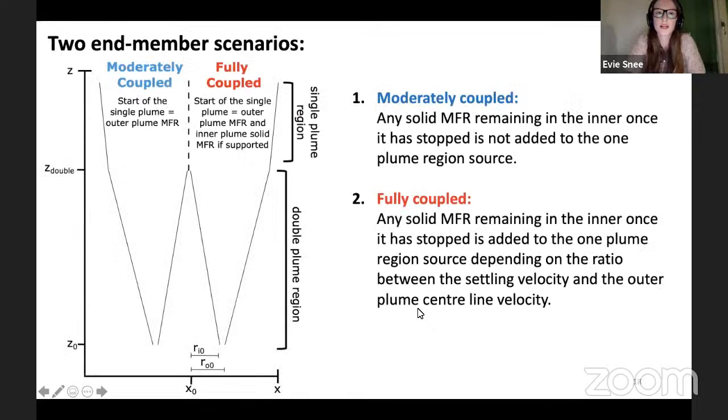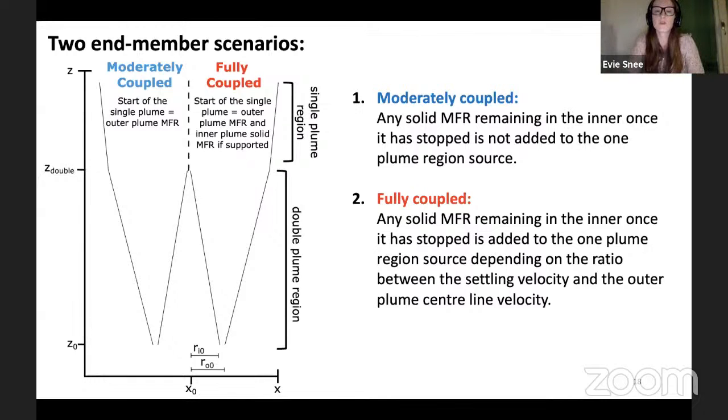I now just want to jump back to what happens once this double plume region finishes. In some cases, we can still have some solid mass flow rate left inside of this inner plume. So we explore two end member scenarios to see what could happen with this material. The first one is what we're calling the moderately coupled scenario, and this is when, once this inner plume has stopped, anything inside of it is completely removed from the system.